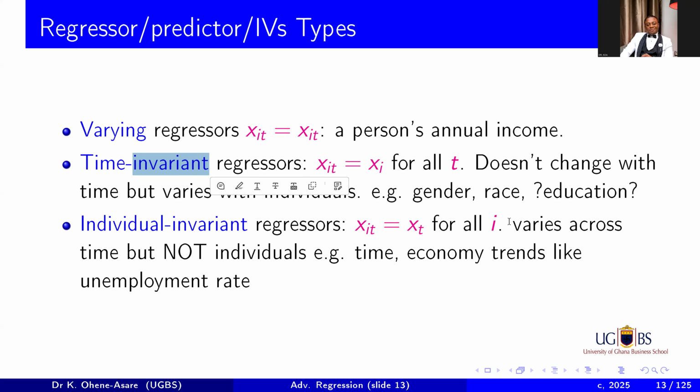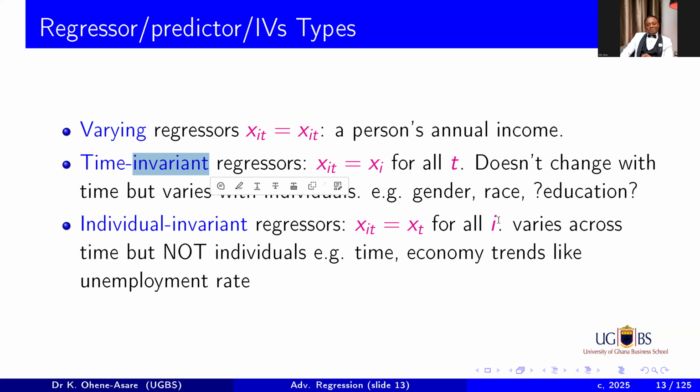Let's take, for example, race. If your race is white and I'm black, it's not changing over time, but across individuals it's changing. Between me and somebody in the UK, that person is white and I am black. That is changing across individuals, but it's not changing across time. So for each one of us, our race will be the same thing every year. So time is irrelevant.